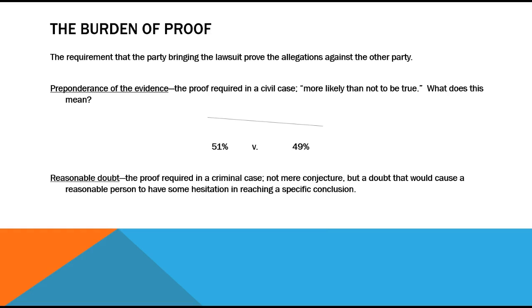We already talked about preponderance of the evidence. More likely than not, you can see my picture where I show you the scale, 51% versus 49%. And beyond a reasonable doubt means you don't really have a ton of hesitation in terms of reaching a specific conclusion.